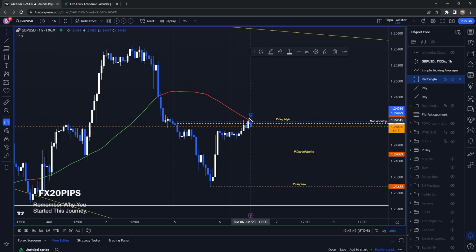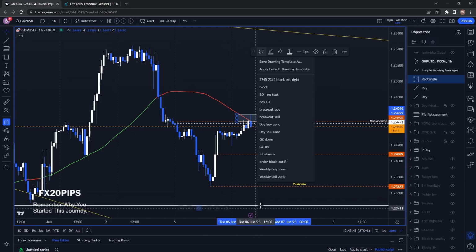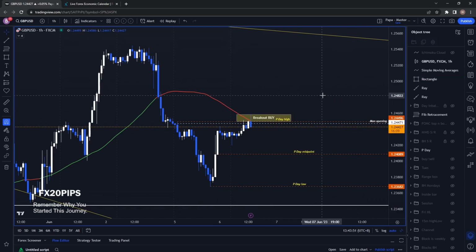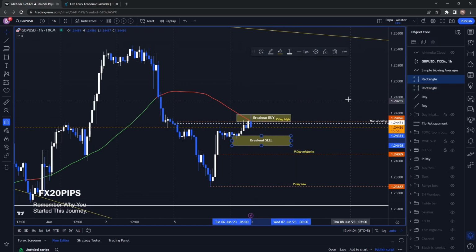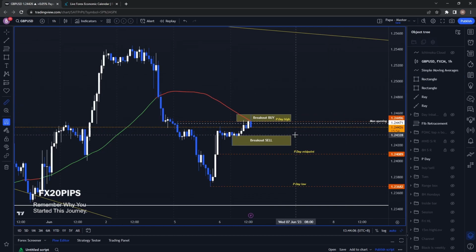Wick to the body, spread it out so it's clearer. Okay, go to the settings. Alright, and then at the bottom, wick to the body, draw it out. Okay, and then the settings, breakout sell. Now, measure how big is this, how wide, how many pips this is.